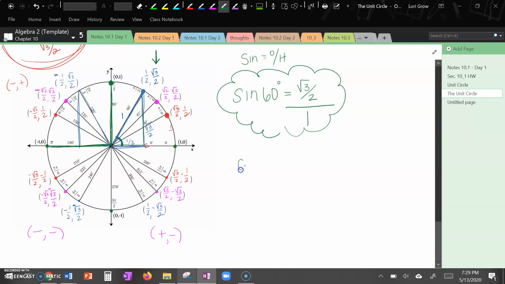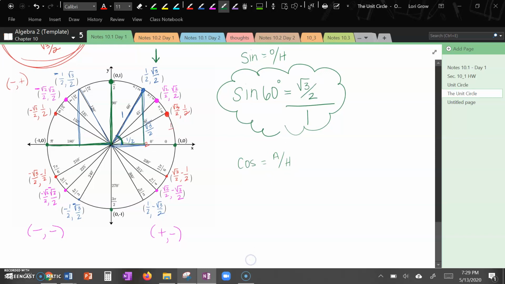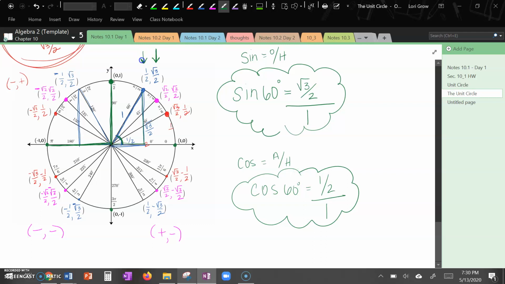If you think about what the cosine of an angle is, the cosine of an angle is always the adjacent over the hypotenuse. So if you're looking at your triangle, the adjacent side to 60 degrees is 1/2, and the hypotenuse again is 1. So the 1 doesn't really come into play here. And you can see that the cosine of 60 degrees is always going to be 1/2. So here is the cosine.